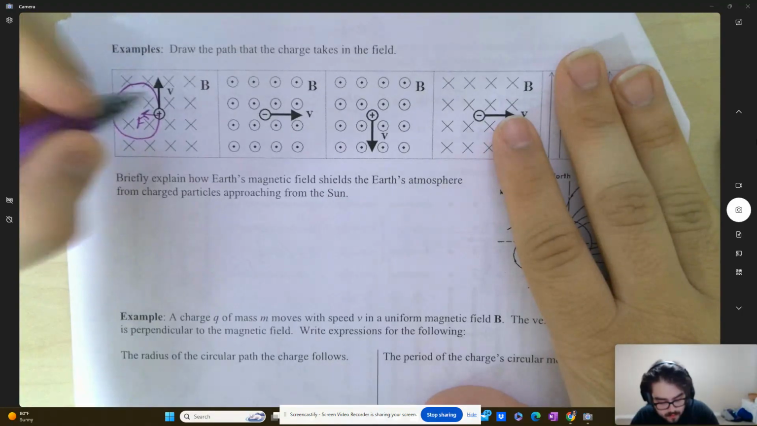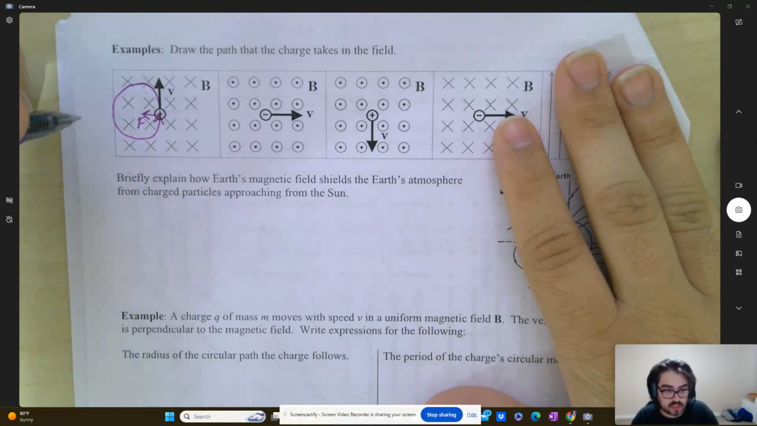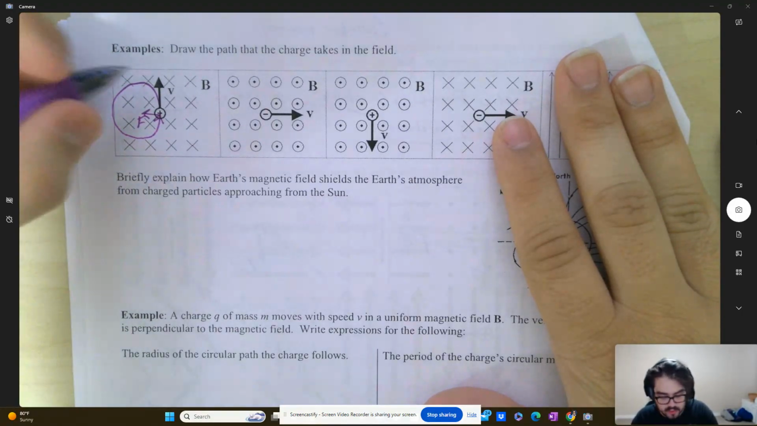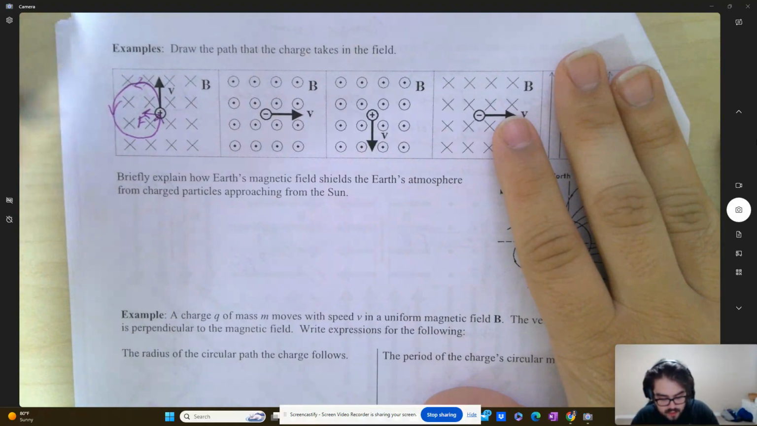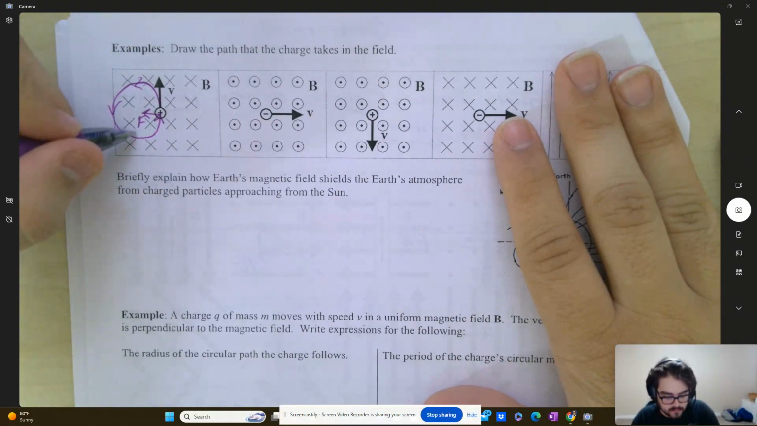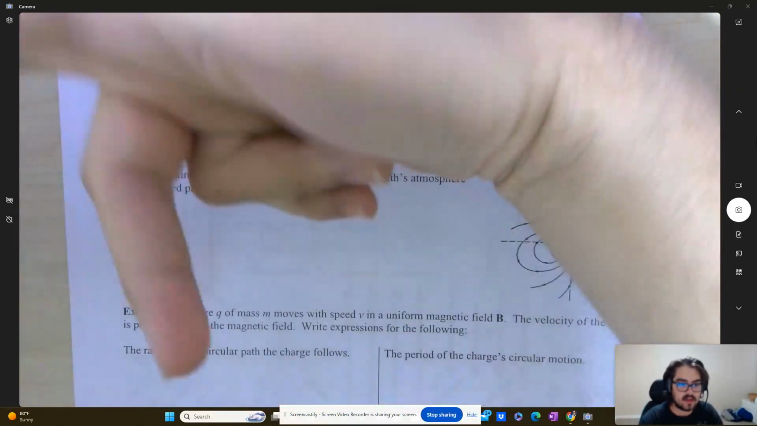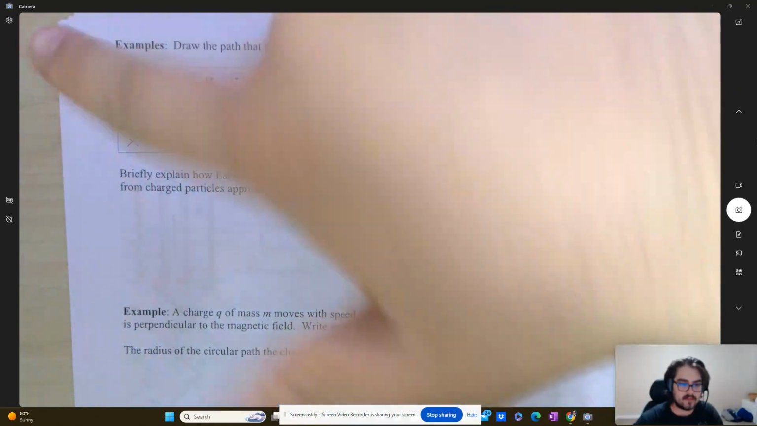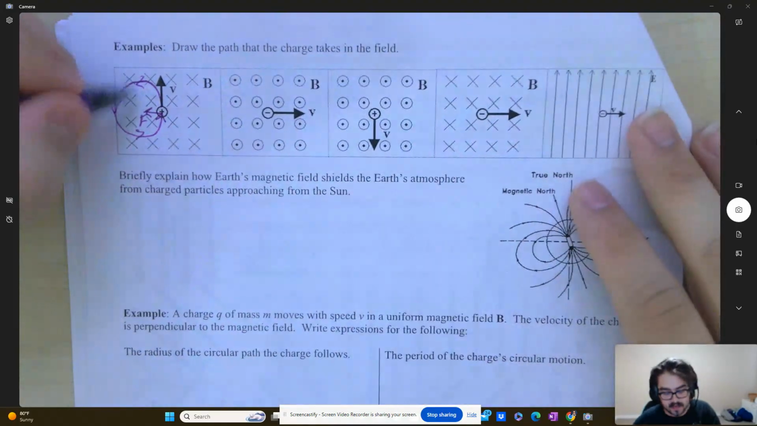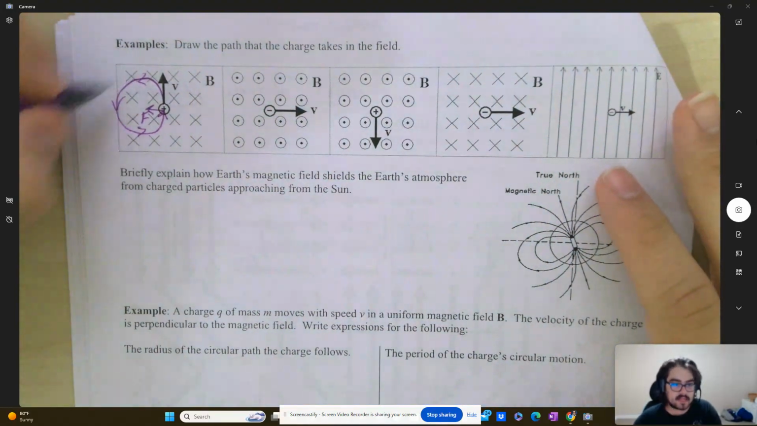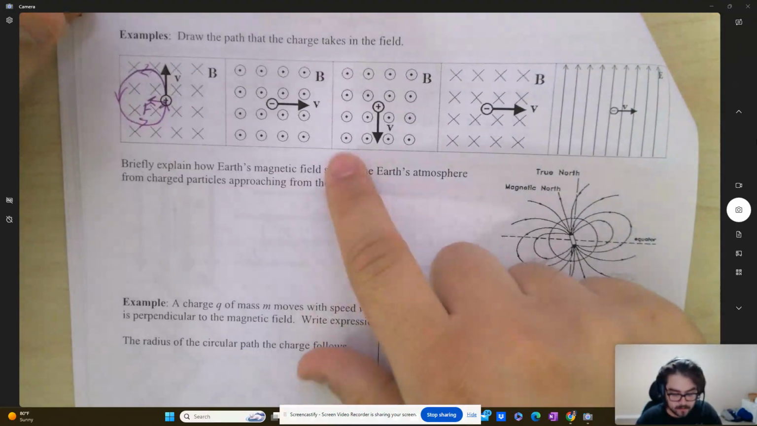And you might be thinking, wait, Mr. Mitchell, but the velocity direction is changing, right? So wouldn't that change the direction of the force? No, actually, because if you use the right-hand rule at the top of the circle, velocity going to the left, B field into the page, you would notice that the force is now going down. So the direction of the force does change, but that keeps it going in circular motion.